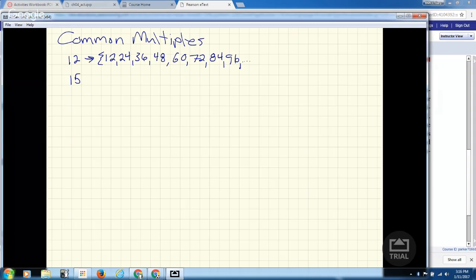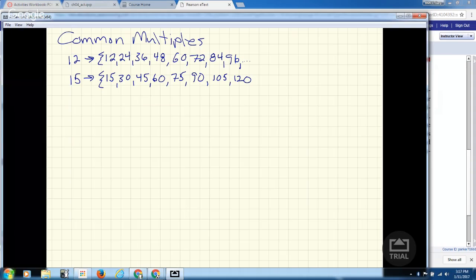And then we have the multiples of 15. 1 times 15, and 2 times 15, and 3 times 15, 4 times 15, and they just keep going. 60, what would be next? 75, 90, 105, 120.